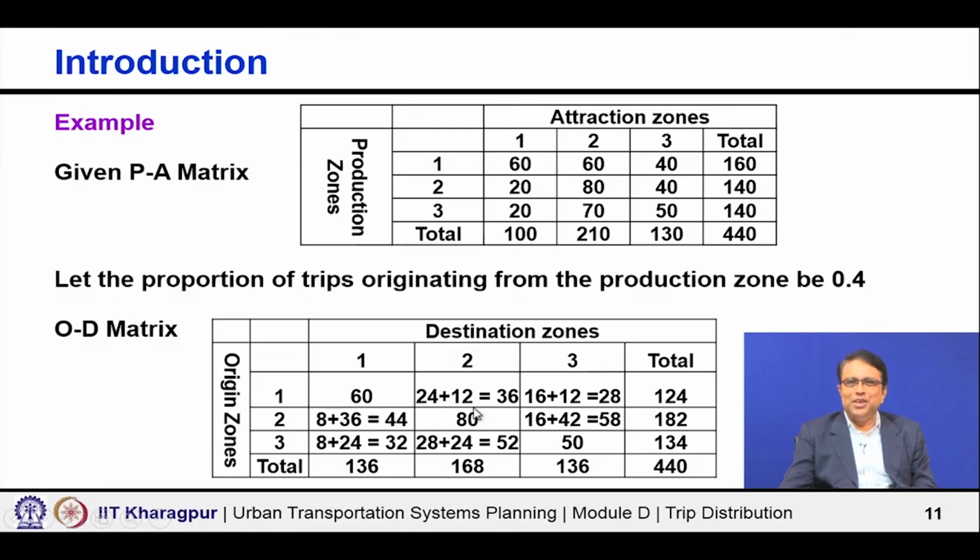Okay. So, then in the directional OD matrix, what will be my cell value for 1 to 2? 24 plus 12 equal to 36, and what will be my cell value for the directional travel from 2 to 1? 8 plus 36 equal to 44. So, that is the way similarly all other cells one can calculate. So, given the PA matrix, if you know the proportion of trips originating from the production zone, then you can actually get the origin destination matrix.